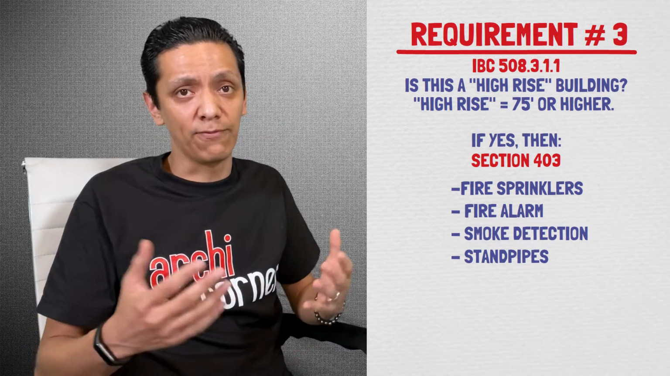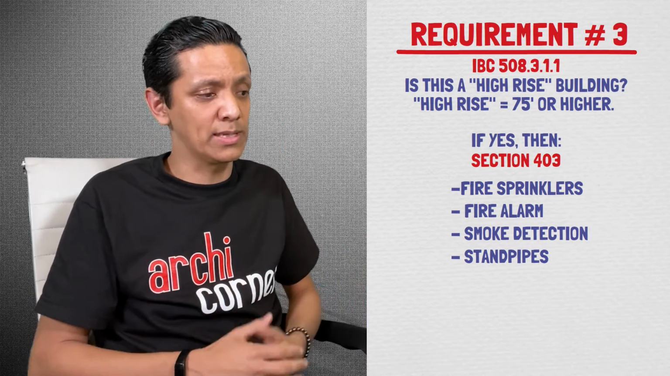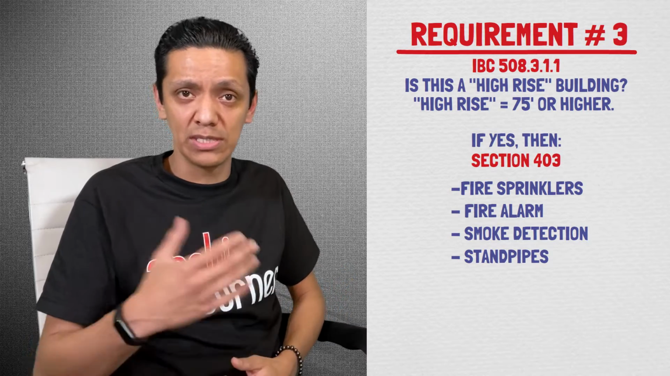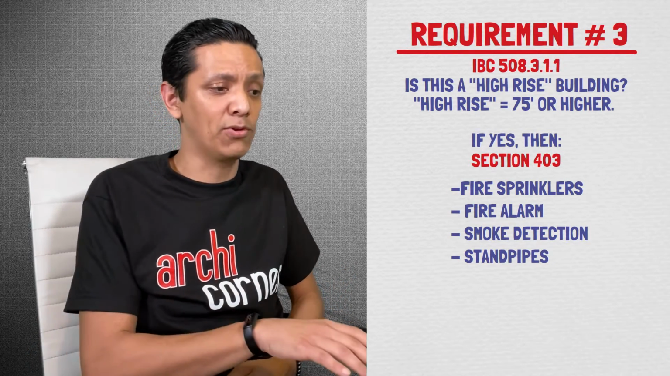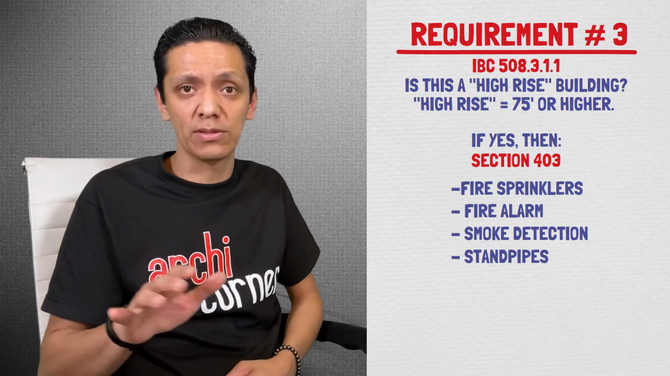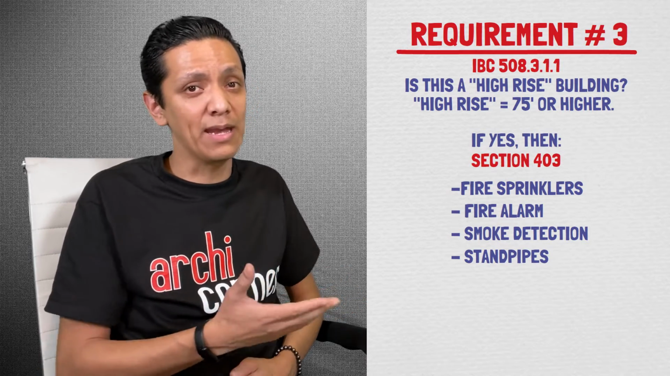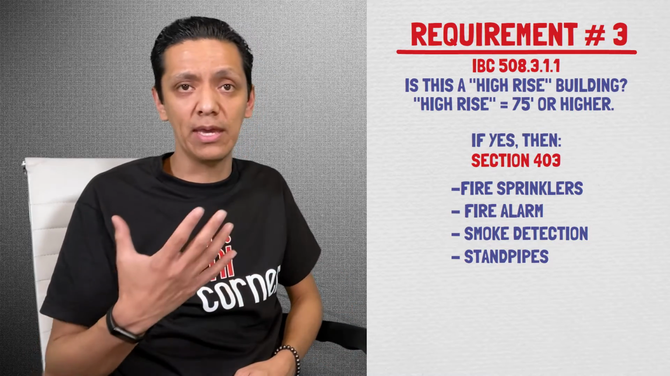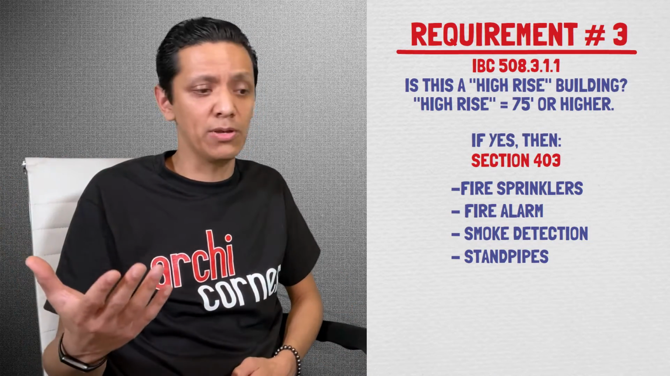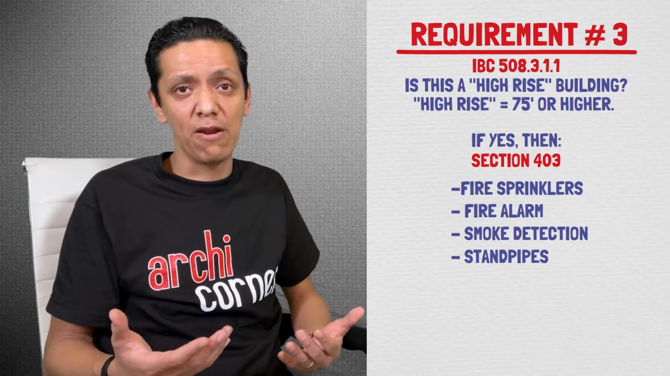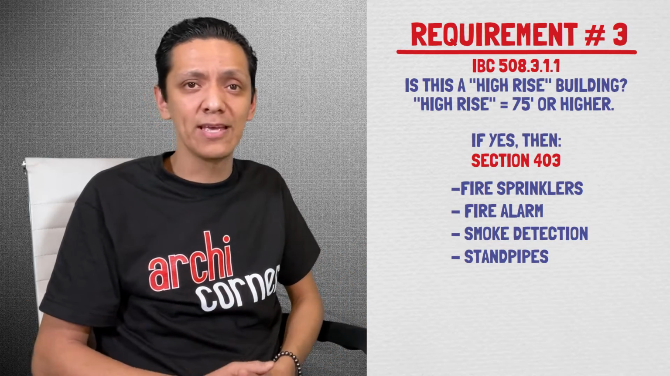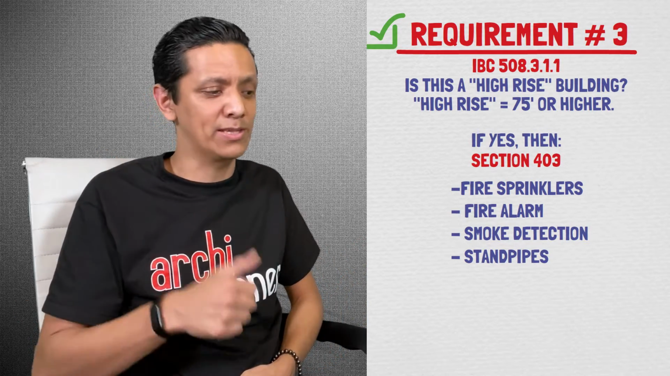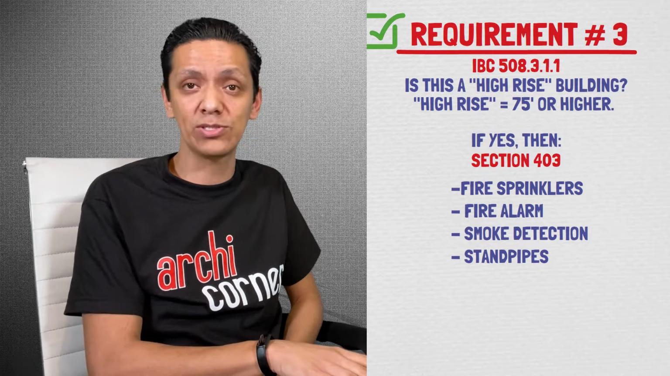So if your building complies with these, you might be able to continue on, but just know that if you have a high-rise building and you're working with an older building, your building may not comply with this section. In our example, again, we have a building that is not that tall. It's only 45 feet tall, and therefore it's not considered a high-rise. So check, we're good with this requirement. So 3 for 3 so far.